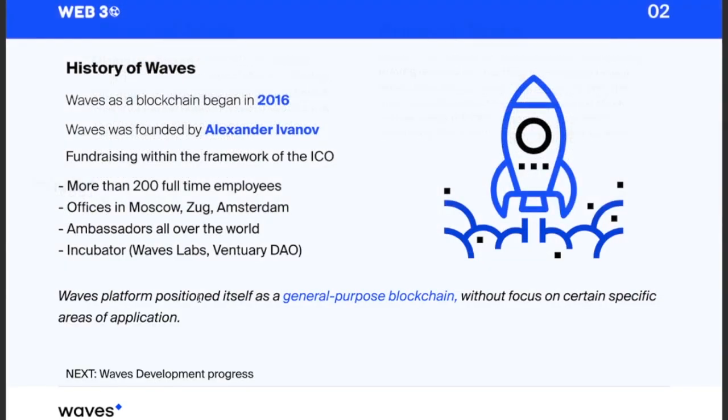So next, let's look at the history of Waves, how Waves started. Actually, the Waves blockchain started in 2016, and it was founded by Alexander Ivanov, and it had its ICO form of fundraising in 2016, and it was one of the most successful ICO projects as at then. Currently, it has more than 200 full-time employees, with offices in Moscow, Zug, and Amsterdam, and a lot of ambassadors all over the world.